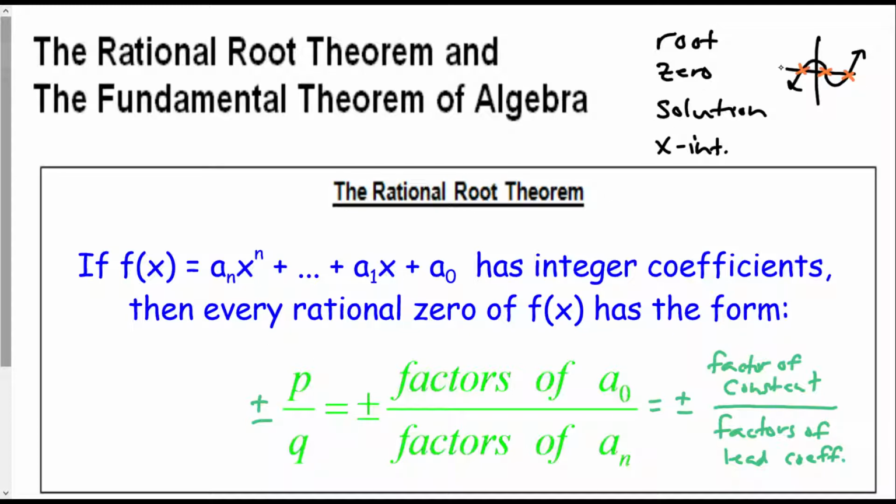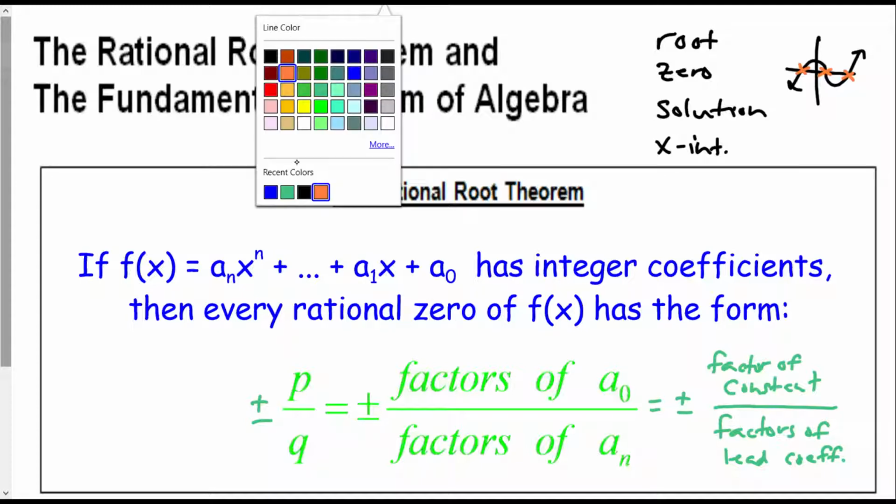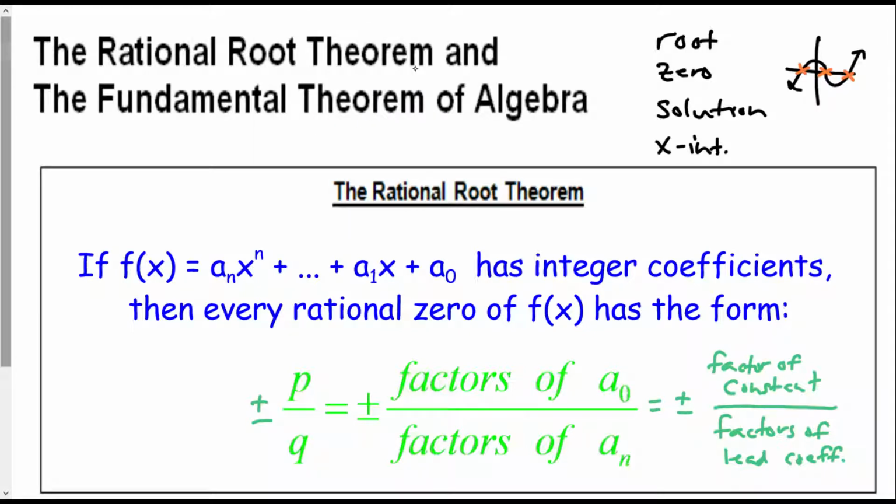But this could also have x-intercepts at irrational numbers. If it's got something, a zero, a root, a solution, an x-intercept that is irrational, the rational root theorem is not going to tell you about it, okay? But it should be enough to get you to the point where you could find all the irrational zeros as well. Exciting times abound, all right? So what we're going to do is we're going to take a look at how to use the rational root theorem and then kind of combine that a little bit with what's called the fundamental theorem of algebra.